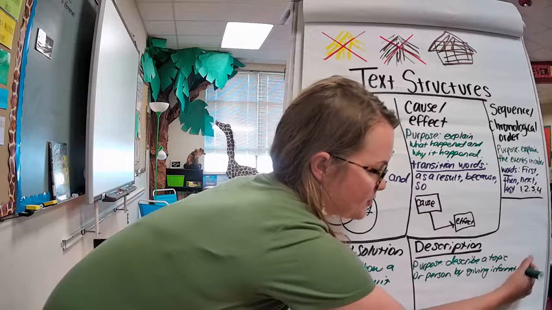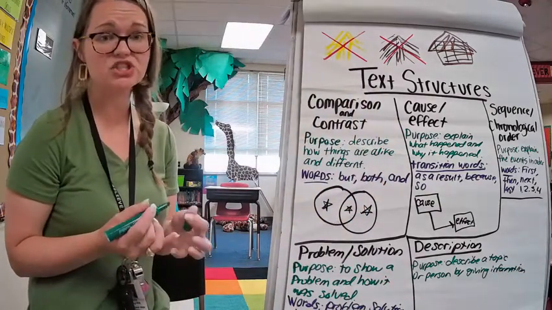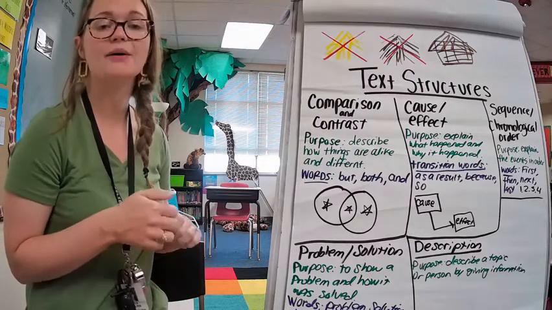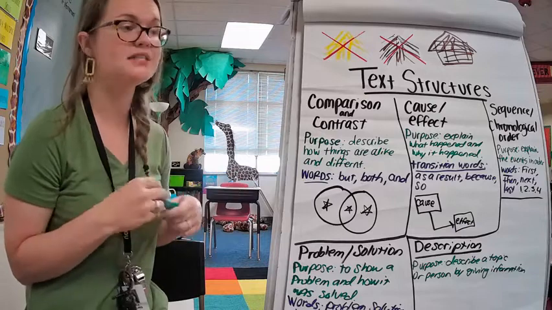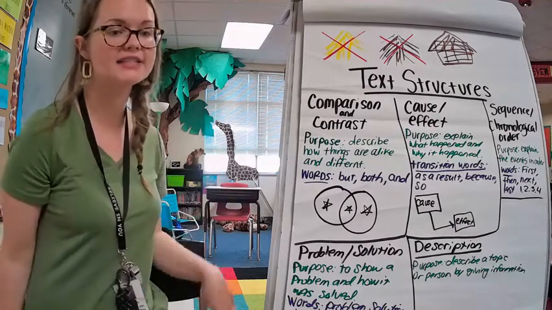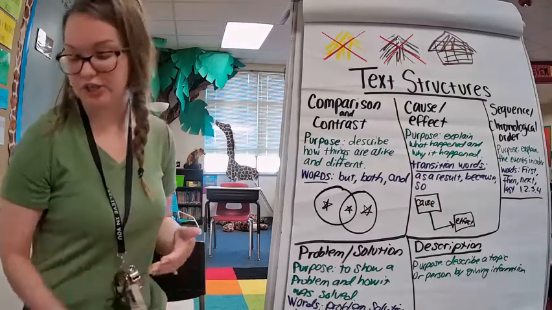For example, if I was writing an informational text about pandas, I'd probably just use description, and I would describe everything that I know about pandas. I would tell you about their habitat. I would tell you about what they eat. I would tell you about their sleeping patterns. I would tell you about their babies. I would tell you about everything I know about that topic, and I would be giving you a description, okay?